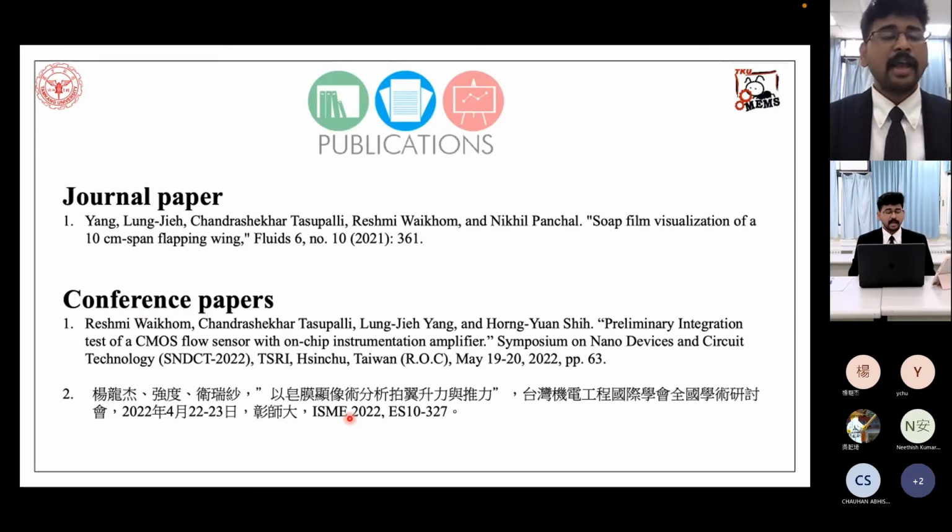Yes. And these are some of my journal papers and conference papers which I have published under the guidance of my Professor Yang. The first one is about the soap film visualization, which we published in the Fluid Journal, and the conferences and simultaneous work. Apart from soap film, we are also working on flow sensors. These are a few conference papers which I worked on with my seniors. And this is one of my conference papers, in ISME 2020-22.